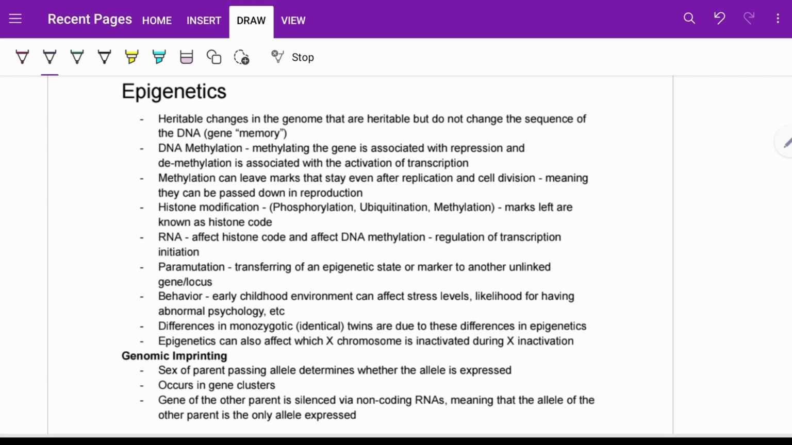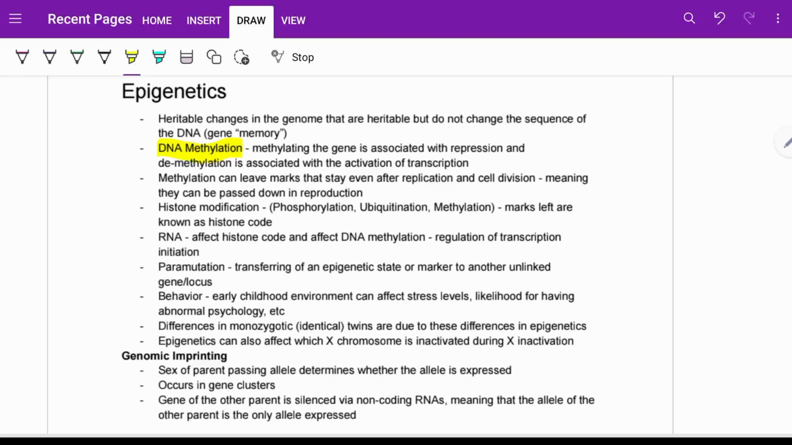So we have many methods of this, and one is DNA methylation. We've talked about this before, but basically methylating the gene is associated with repression. Demethylation is associated with activation of transcription. And basically when methylation occurs, it can leave marks that stay even after replication and cell division, meaning that it can be passed to actually future generations of this organism.